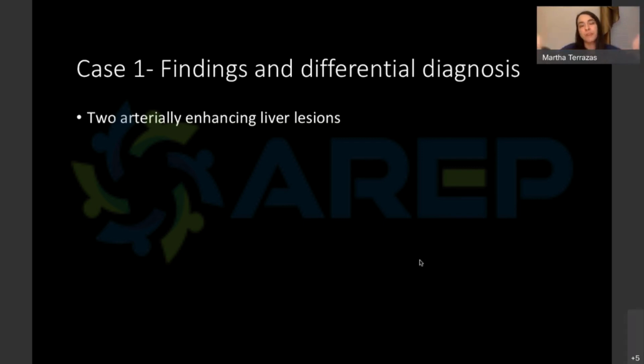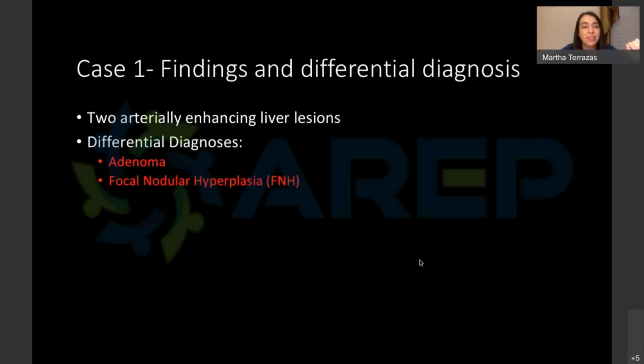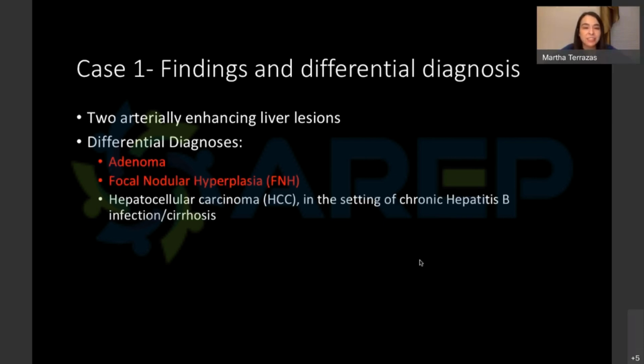So what are our findings? We have 2 arterially enhancing liver lesions. And what is the differential diagnosis for that? One, in a non-cirrhotic liver, we're going to be thinking about an adenoma, right? Adenomas aren't malignant, though one certain subtype can have malignant potential. And then we want to be able to tell the difference between an adenoma and focal nodular hyperplasia. So both of those are in the differential for arterially enhancing liver lesions.